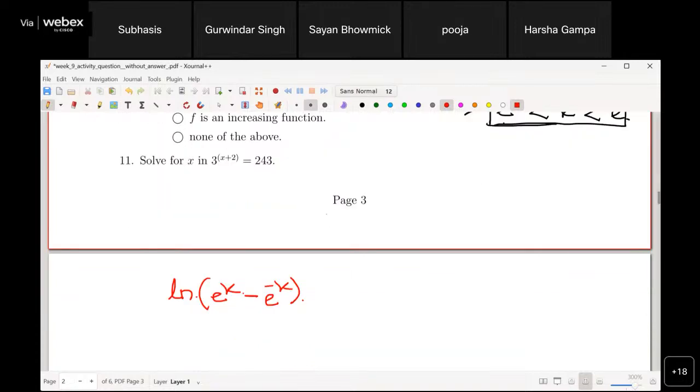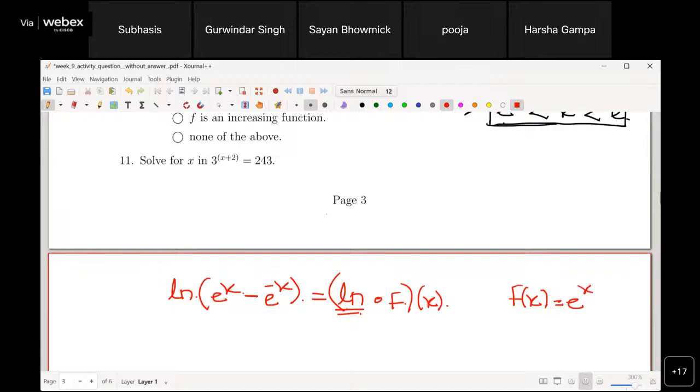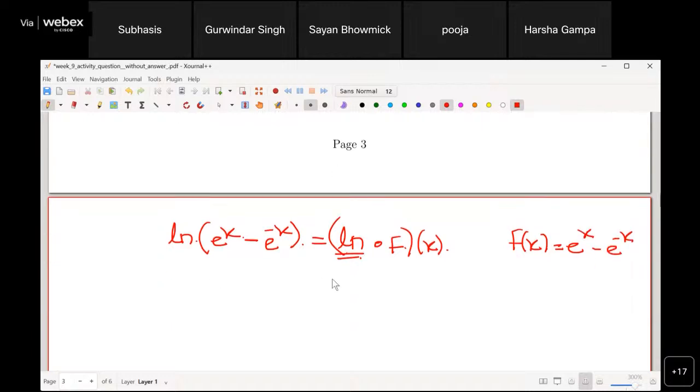Yeah, so this is basically what? This is a composition of two functions, right? This is ln of x and another function. So this is ln composed f of x, where f of x is e power x minus e power minus x. So I want to find the domain of this function.